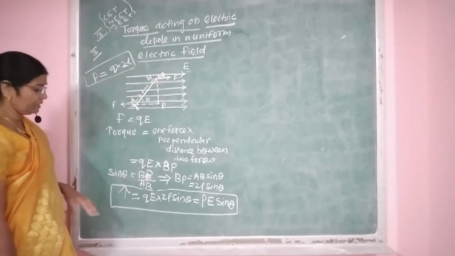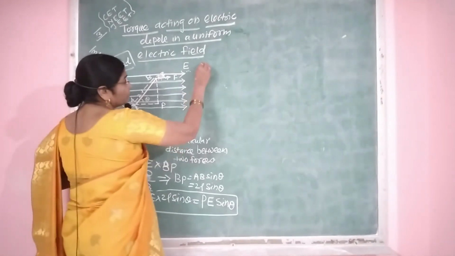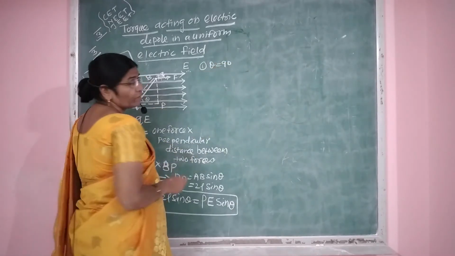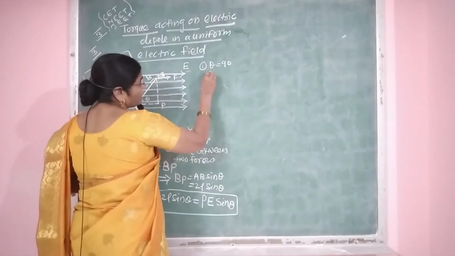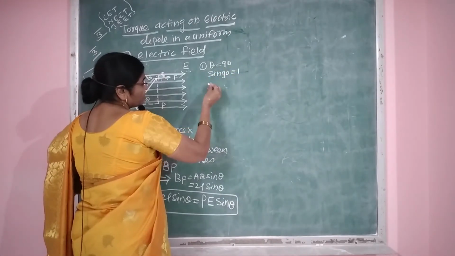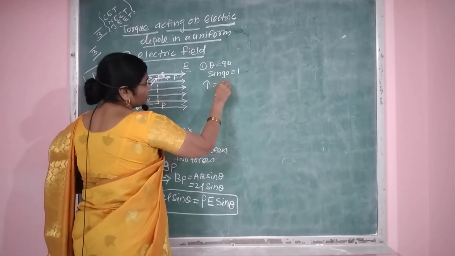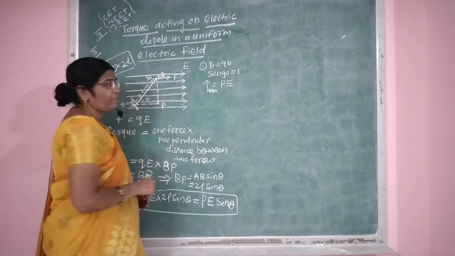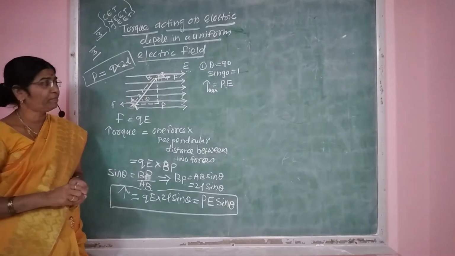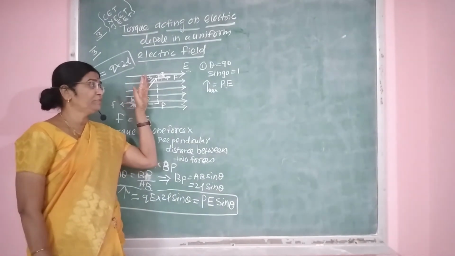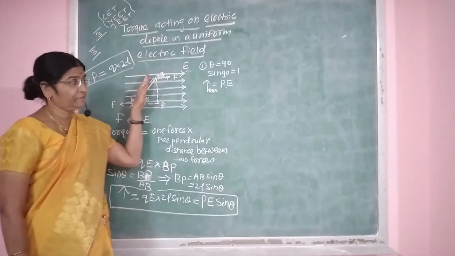There are three cases for the torque. First is when theta is equal to 90, sin 90 is equal to 1, hence tau is equal to PE, means maximum torque will be acting on an electric dipole when it is placed perpendicular to the direction of uniform electric field.